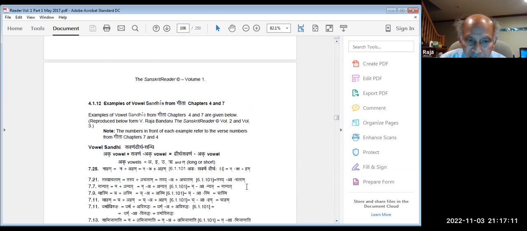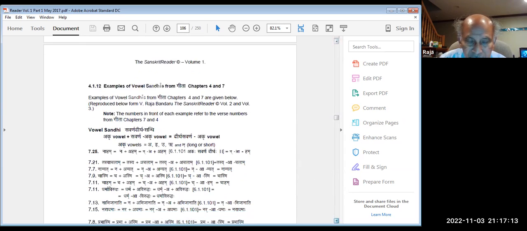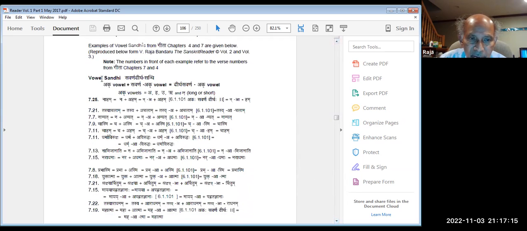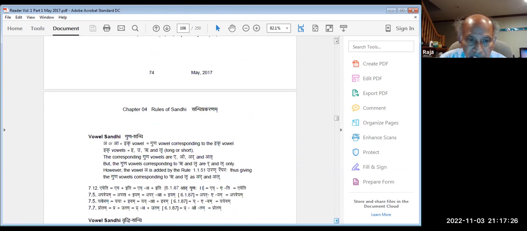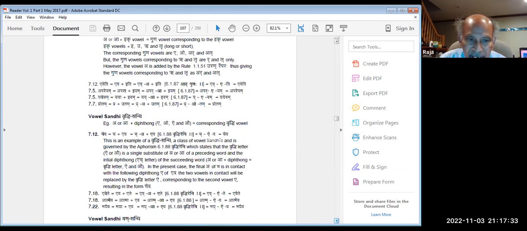Chapters 4 and 7, and you will see these numbers, sloka numbers, vowel sandhi, savarnadirgha sandhi. I took savarnadirgha sandhi from each sloka and explained that, and then I took guna sandhi from each of the 7th chapter and explained that. Then Vruddhi Sandhi I explained: what a Vruddhi Sandhi is and each sloka where the Vruddhi Sandhi comes.